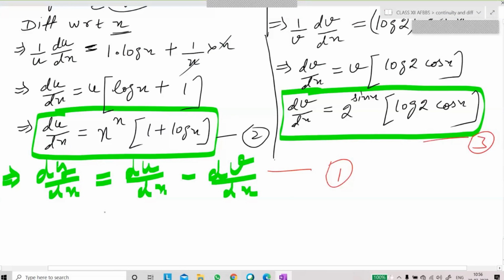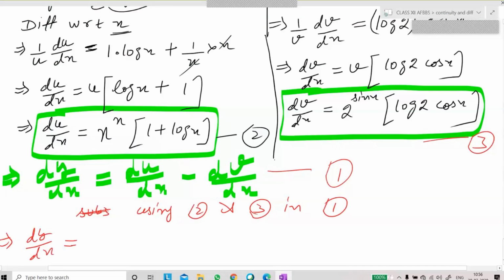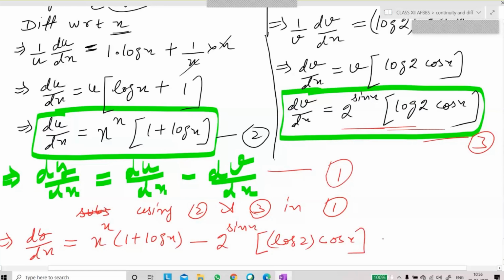So substituting, or you can simply write using 2 and 3 in 1. So 1 will become dy by dx is equal to, in place of du by dx, we can write x raised to the power x, 1 plus log x, minus, in place of dv by dx, I can put this value, which is 2 raised to the power sin x into log 2 cos x. Log 2 is a constant. And this is your answer.